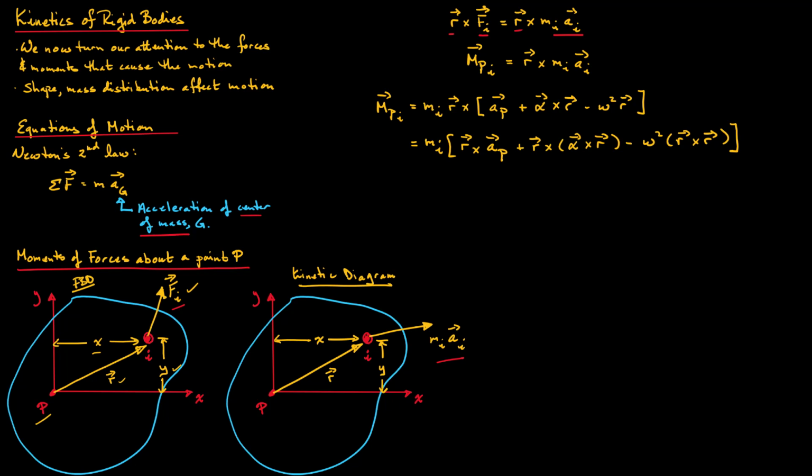So as we can see from here, r crossed with r will be equal to 0. Recall that the cross product is proportional to the sine of the angle between the two vectors. Since the two vectors r and r are collinear, there is no angle between them, so the sine of 0 is equal to 0, so r crossed with r is 0.